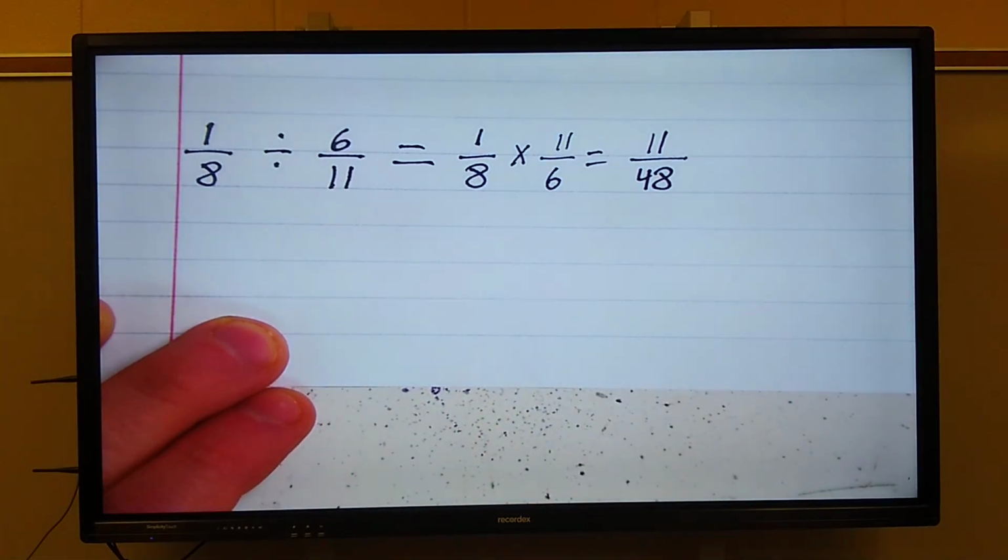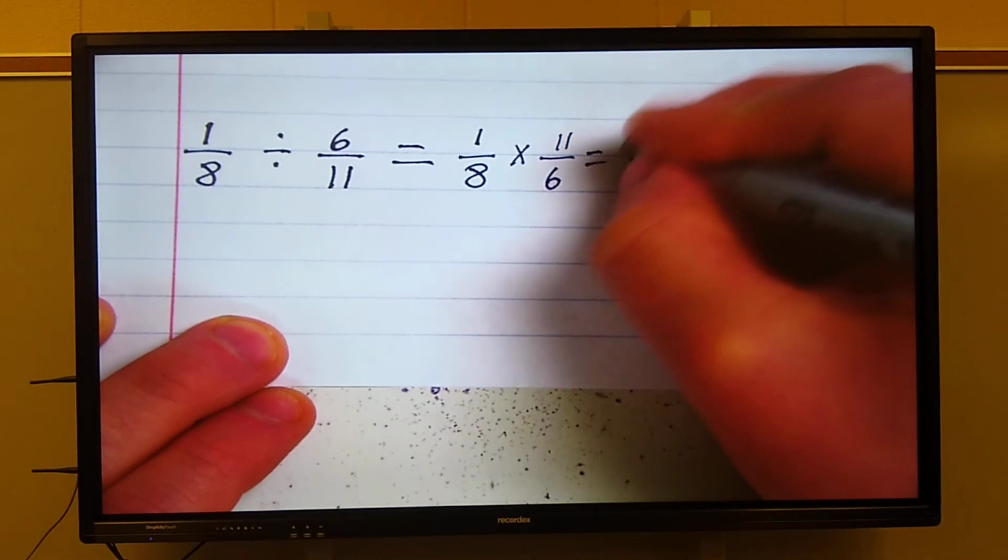11 over 48. Is that an improper fraction? No. Is that in simplest form? Yes. So there you have it, you little 5th graders. That's how it is done. Now get on Google Classroom and get to work.